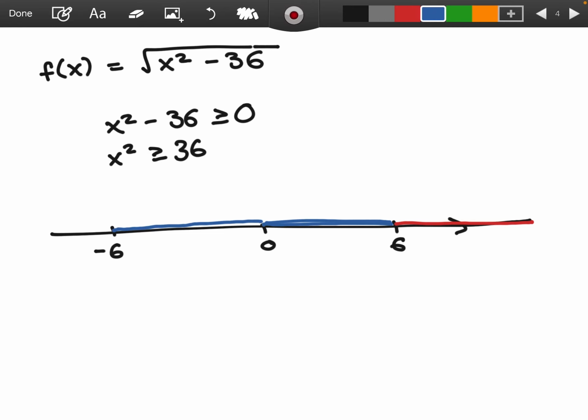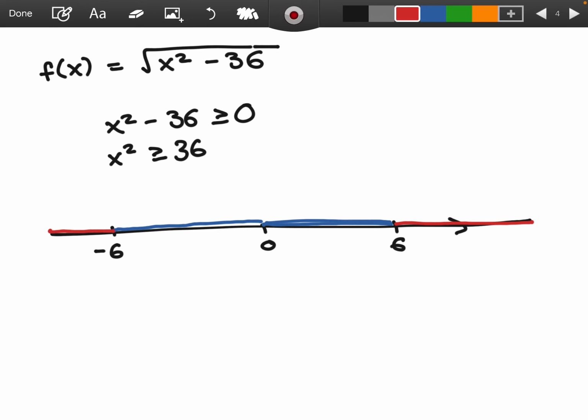So that's out. Now let's look between negative 6 and 0. Again, take a value between those two numbers, say negative 2. If I square negative 2, I get 4. 4 again is less than 36, so this inequality is not satisfied. How about over here?